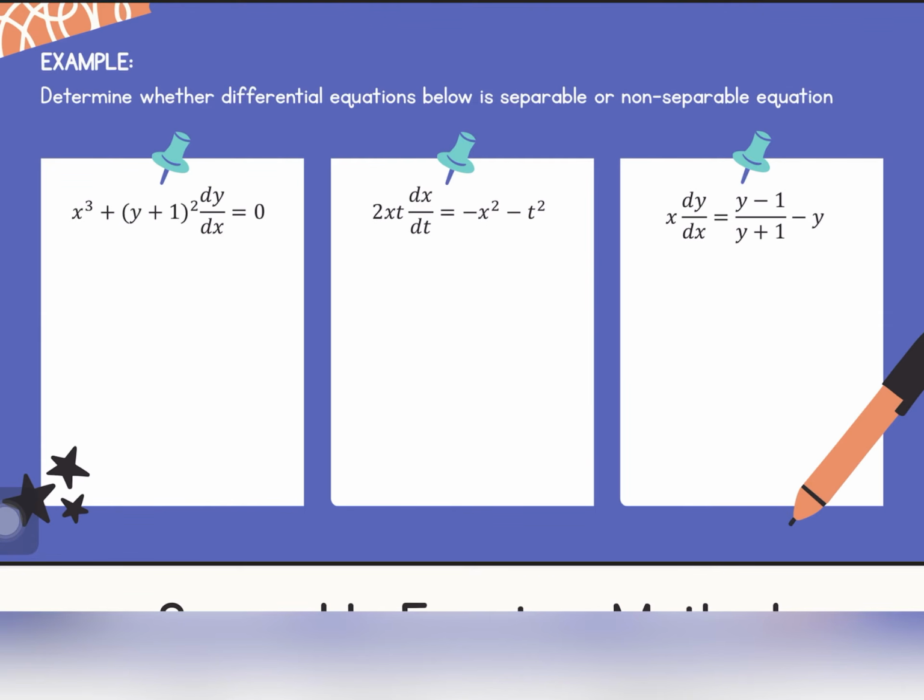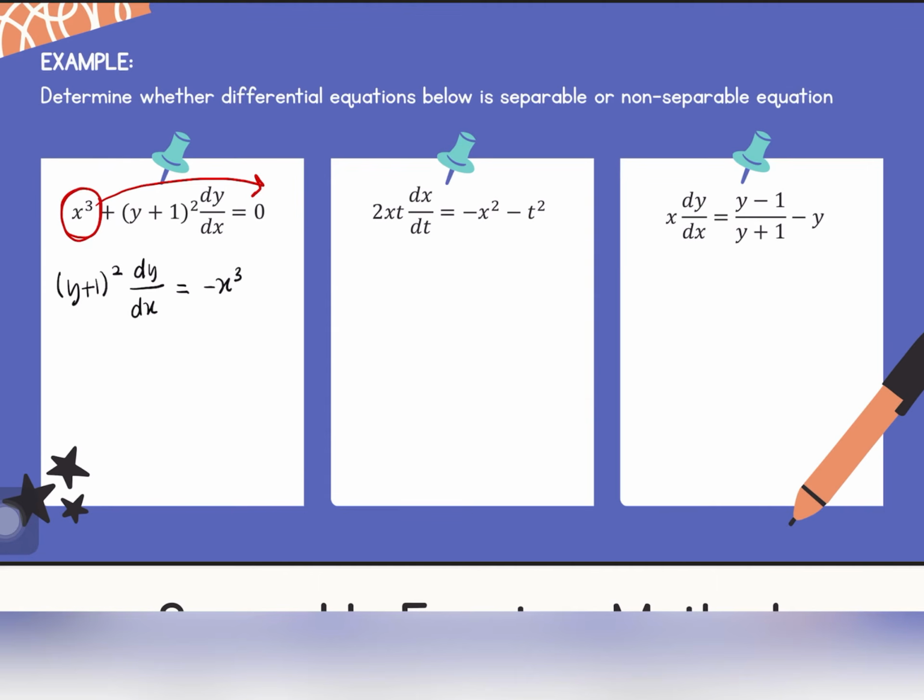So we need to move the variables one by one. Let's say which one we can move here. The first one you can move is x cubed. It's positive x cubed, you can move it to the right hand side, and it will be negative. So you write it first. Okay, so you will have (y plus 1) to the power of 2 dy over dx is equal to negative x cubed.